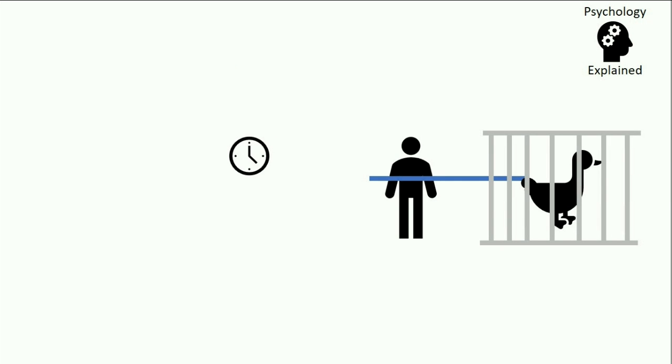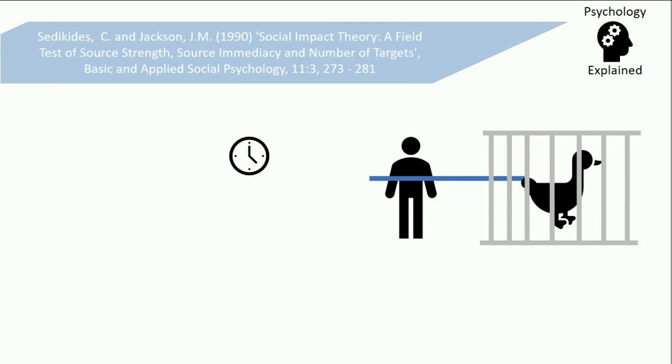Another study that supports this is Sudeikis and Jackson. They tested this theory in the zoo. This is a particularly crappy zoo with just a duck, but this study did take place in a birdhouse at the zoo, so maybe there might have been some ducks, possibly rare exotic ducks.